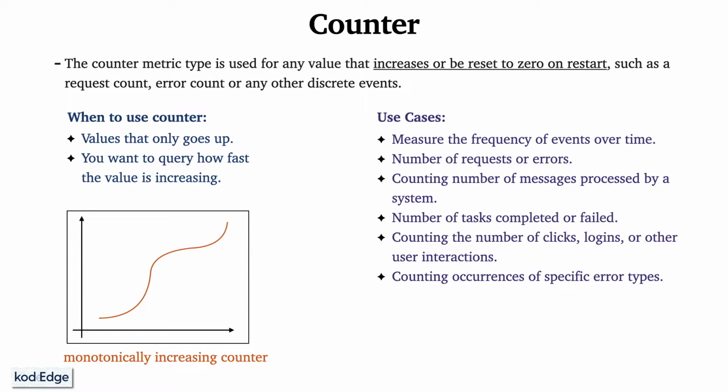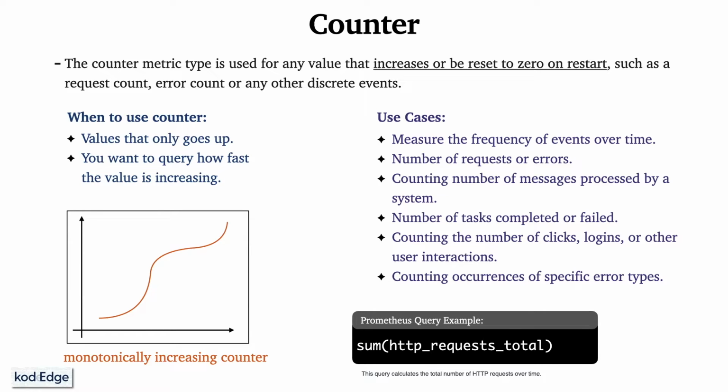Let's say you want to measure the frequency of events in your application over a time, or you want to monitor the number of requests or errors, or you want to count number of messages processed by your application, and so on. So this is the example of Prometheus query for the counter metrics. In this example, we are using a sum. So this query calculates the total number of HTTP requests over a time.